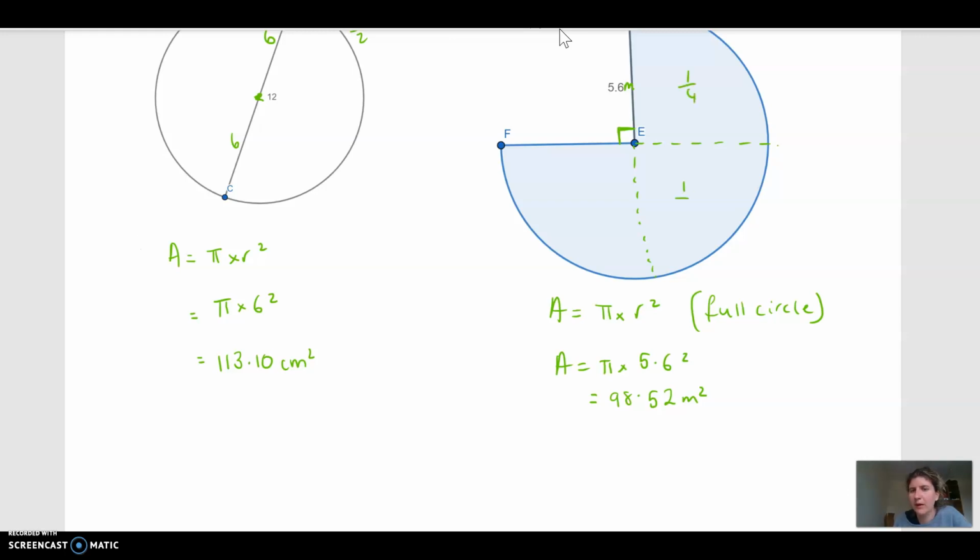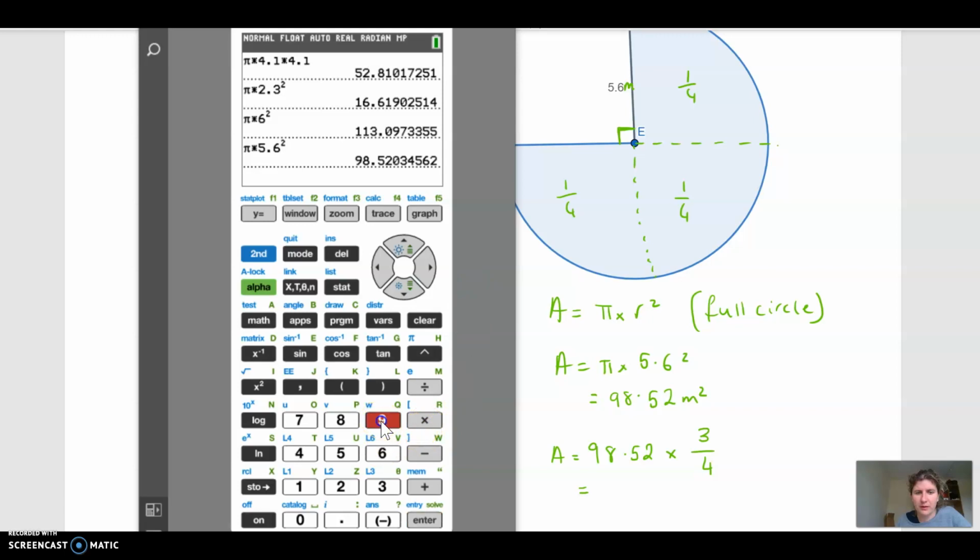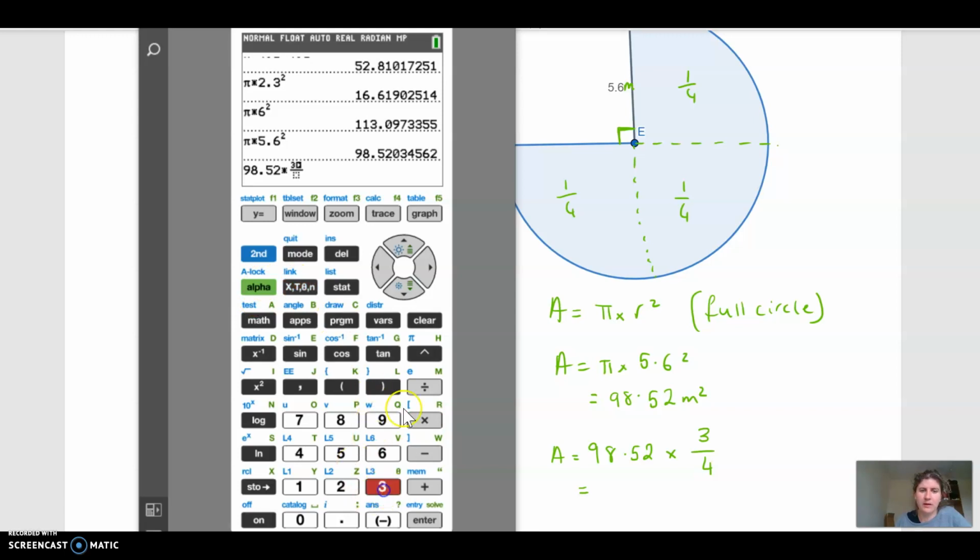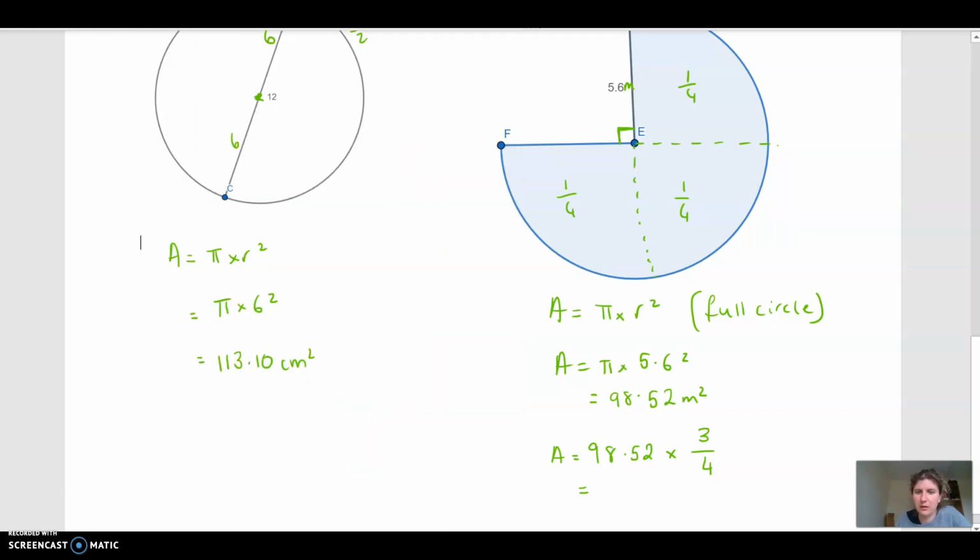So here we've got a quarter, here we've got another quarter, here we have another quarter. So our area of the sector is our area of the whole circle, 98.52, times by how much we have there, which is 3/4 of the circle. So we can multiply that by 3/4, and again, you guys can do this on your calculators, absolutely fine. Feel free to use the fraction button. Press enter. So that's 73.89 meters squared. That's 3/4 of our circle.